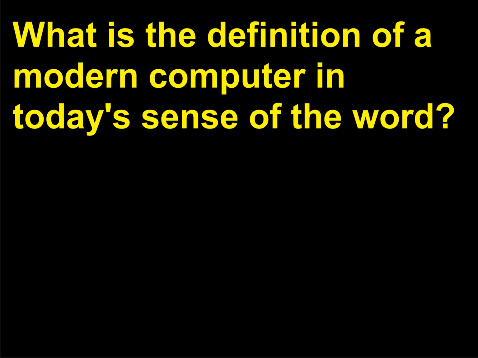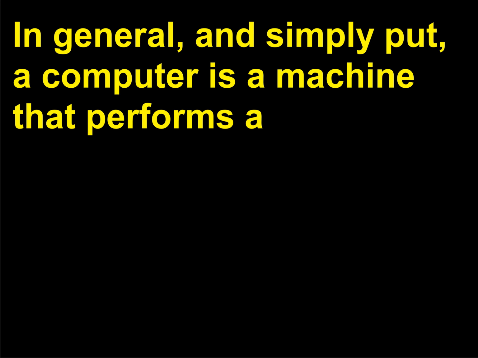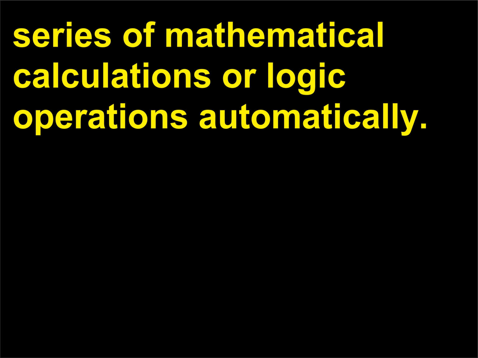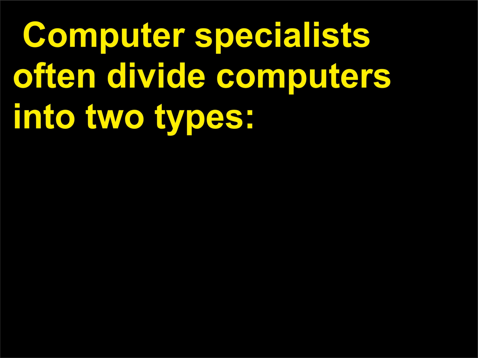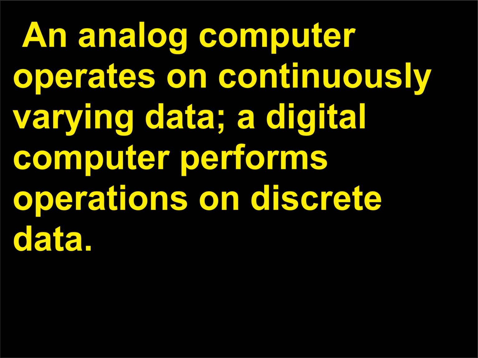What is the definition of a modern computer in today's sense of the word? In general, and simply put, a computer is a machine that performs a series of mathematical calculations or logic operations automatically. Computer specialists often divide computers into two types. An analog computer operates on continuously varying data; a digital computer performs operations on discrete data.